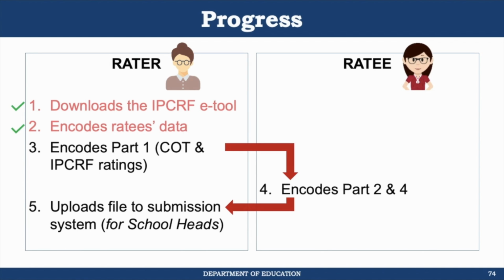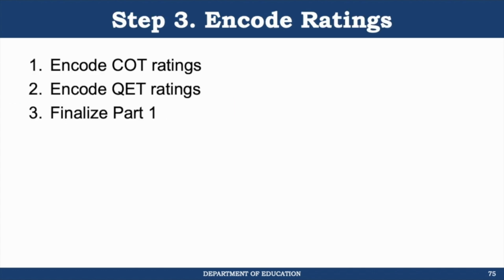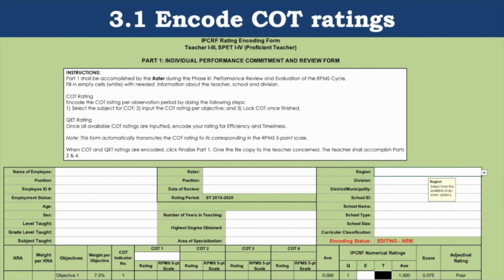We now have completed step 2. Let's proceed to the next step, encoding of part 1, the COT and IPCRF QET ratings. Here are the activities involved: COT ratings, QET ratings, and then finally finalizing part 1. So here, let's go back to the Encoding tab and let's look at part 1.